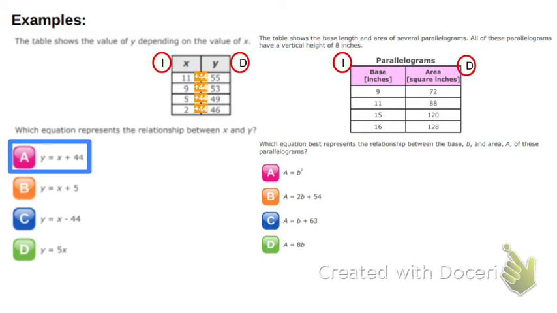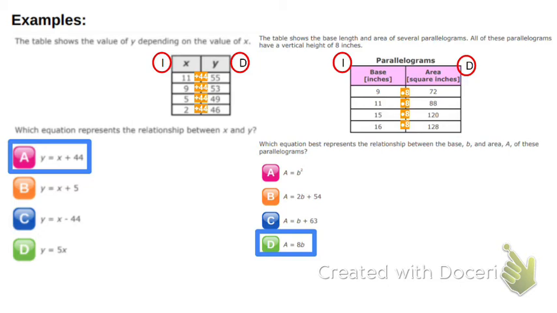So 9 to 72, I know that the easiest way to get there would be to multiply by 8. 11 to 88, multiply by 8 again. So our rule would be to multiply by 8. Knowing that that is our rule, we need to find which equation represents multiplication by 8. So we would find the only one that has that as D. Area equals 8 times B.